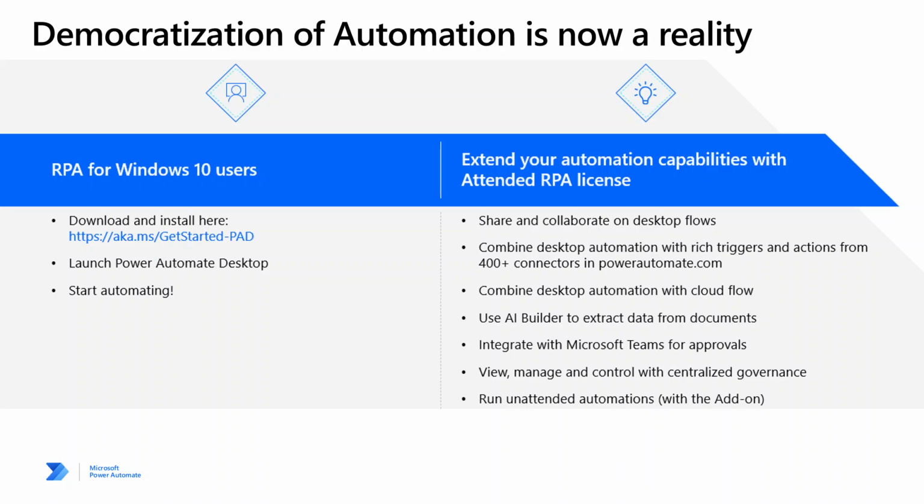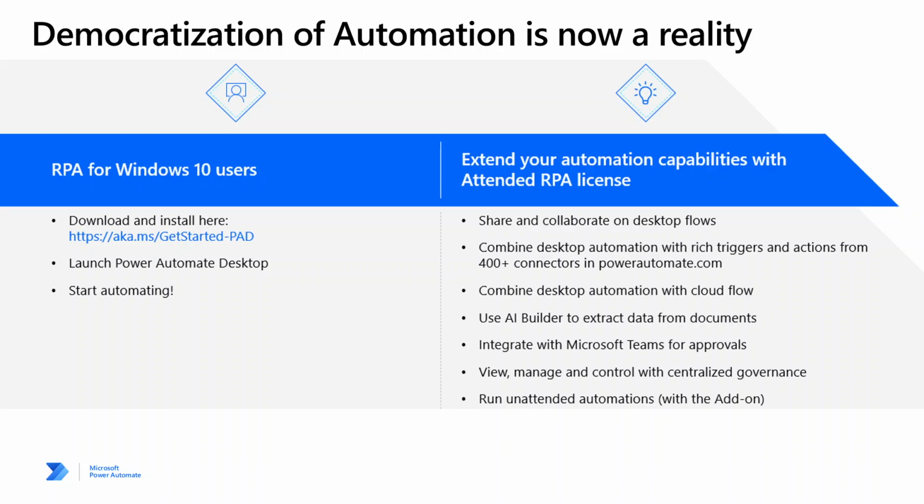But as soon as you want to share and collaborate on those desktop flows with anybody else, or if you want to call the desktop flow from the cloud, or if you want to use AI Builder or any of the stuff that we've been doing in the labs, then you would need a license for that, an attended RPA license. So the attended RPA license starts at $55 per month. At the time of recording, it's 55 Australian a month. For that, you get to call Power Automate Desktop flows from the cloud.